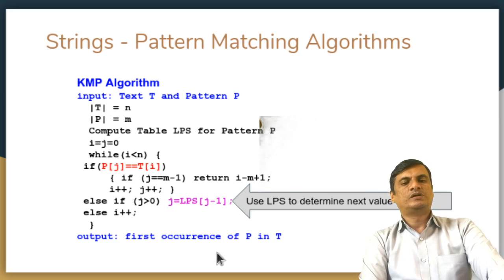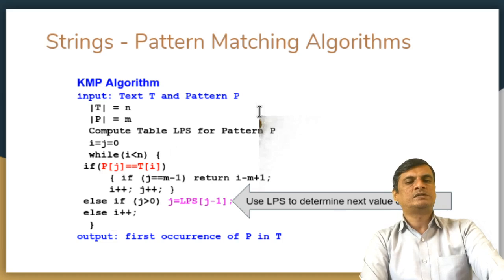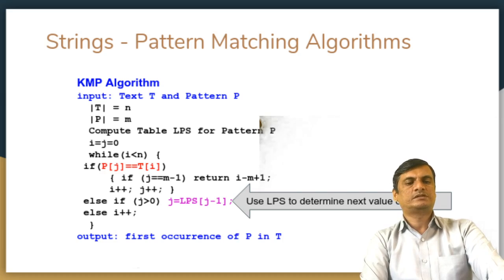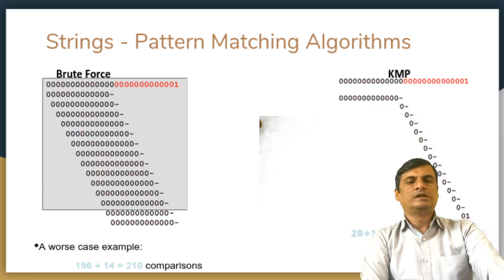So the output will be the first occurrence of p in t. This algorithm is not going to return multiple positions of the string. This algorithm will drastically reduce the number of comparisons.